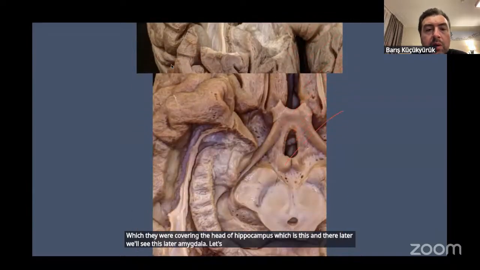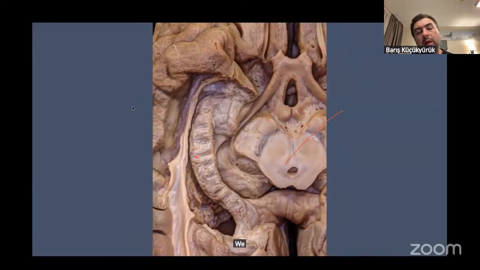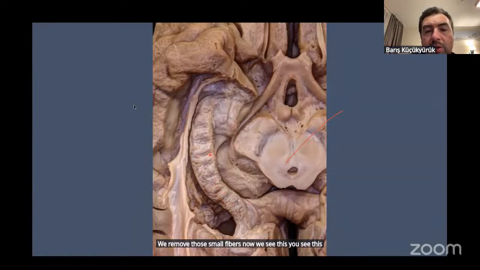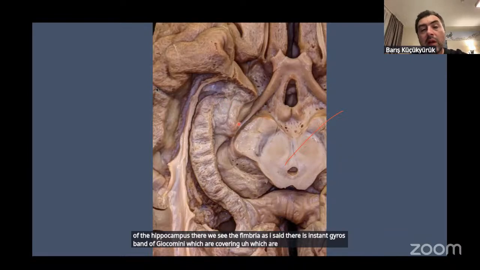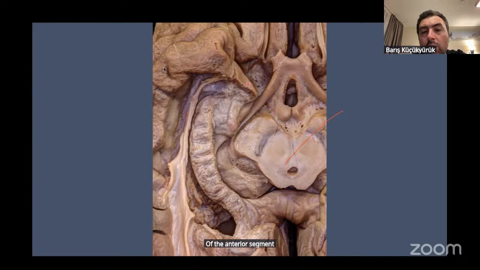Let's go a little bit further. We removed those small fibers. Now you see this tooth-like structure of the hippocampus. There we see the fimbria. As I said, there are the uncinate gyrus and band of Giacomini, which are situated in the posterior segment of the uncus, while we begin to see the amygdala when we partially remove the cortex of the anterior segment of the uncus. And there is the apex of the uncus.